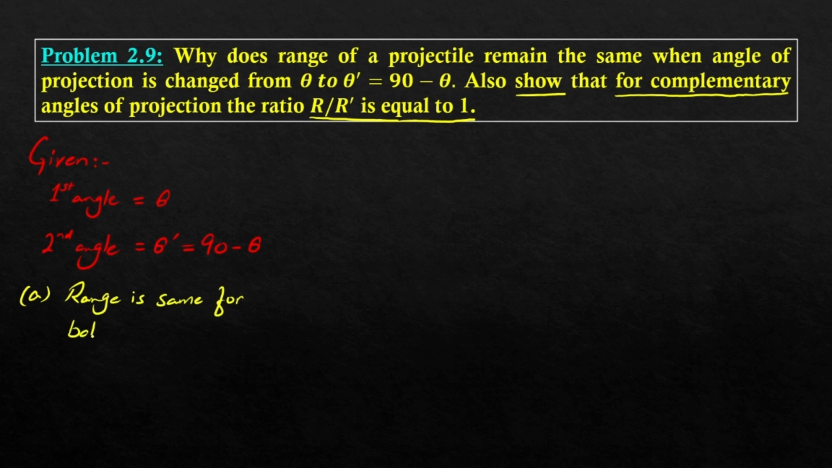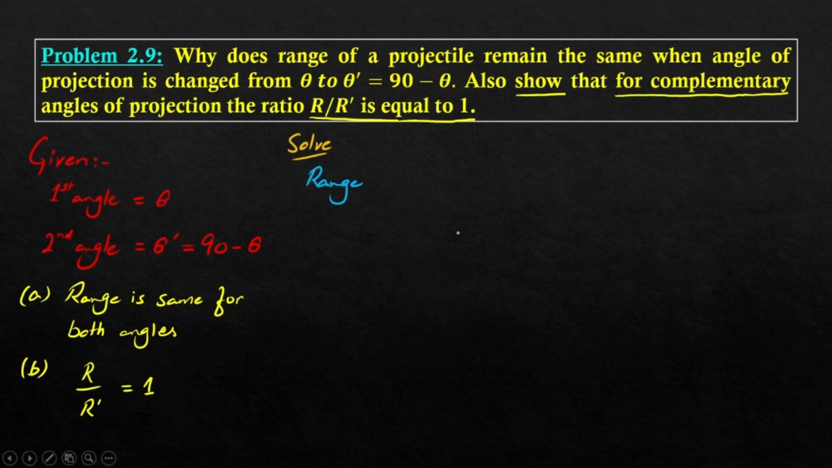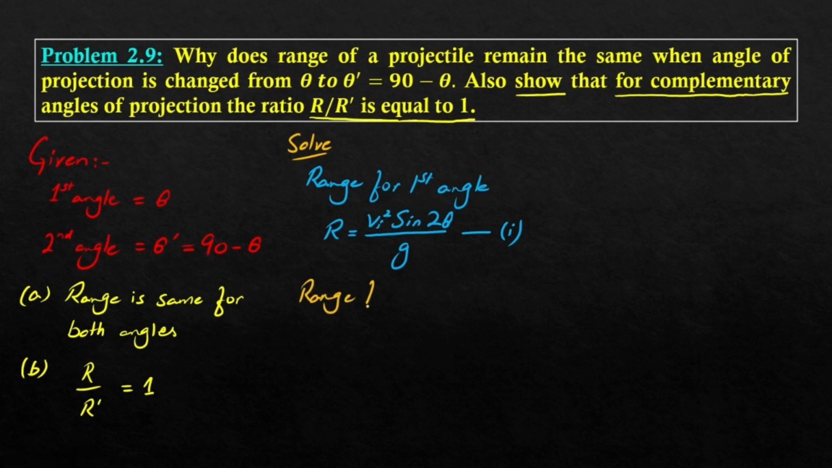So, in the first part, we show that the range is the same for both angles, and in the second part, we show that the ratio of R over R prime is equal to 1. As we know, the range for the first angle, R, is equal to vi square sine 2 theta divided by g, which is equation 1, and the range for the second angle, R prime, equals vi square sine 2 theta prime divided by g.